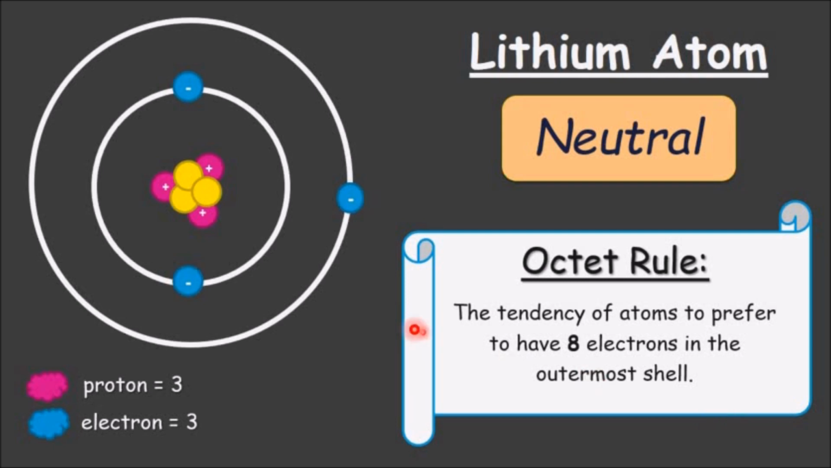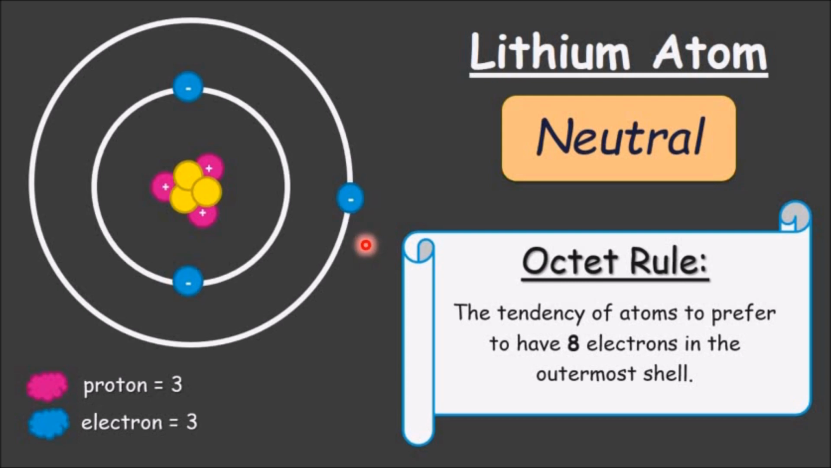Always remember that the amount of protons and electrons will always be the same if the atom is in its neutral state. Now, according to the octet rule, it is the tendency of atoms to prefer to have 8 electrons in the outermost shell because it makes the atom stable. Now, by observing the structure of lithium here, does lithium have a complete set of electrons in the outer shell? I don't think so, because as we see here, it only has 1 electron in the outermost shell. It still lacks 7 electrons to become complete.